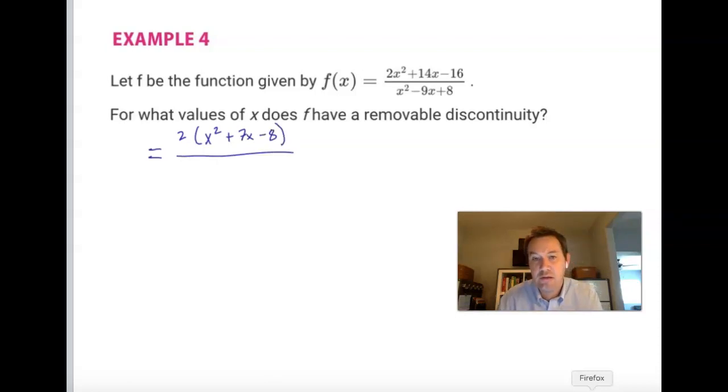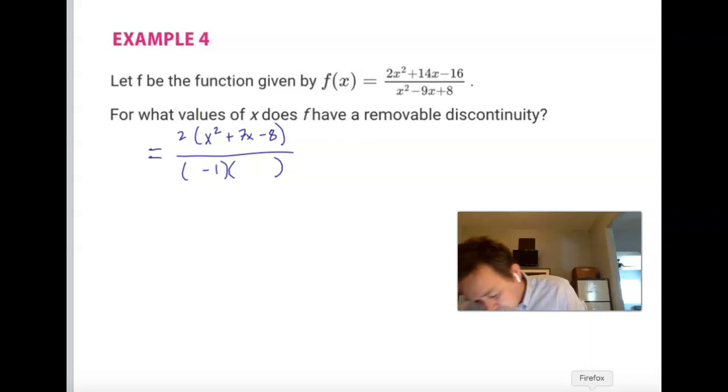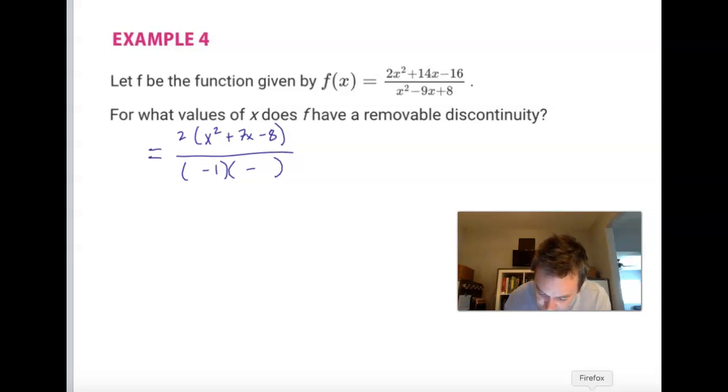In the denominator I have a quadratic that looks factorable. So we want to think about, okay, so what multiplies to 8 and adds to -9? So -1 and -8. Oh, geez, my Apple Pencil just desynced. There we go.